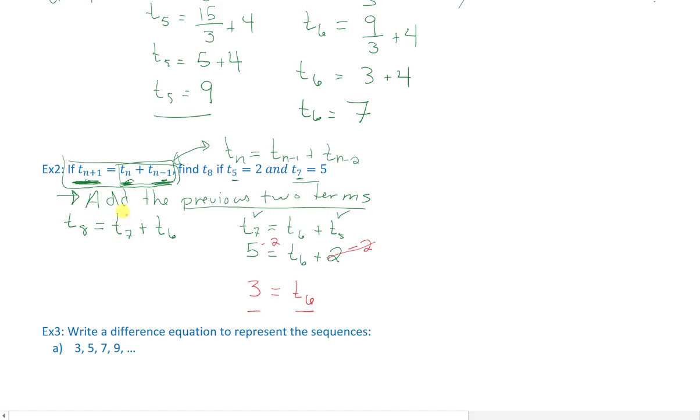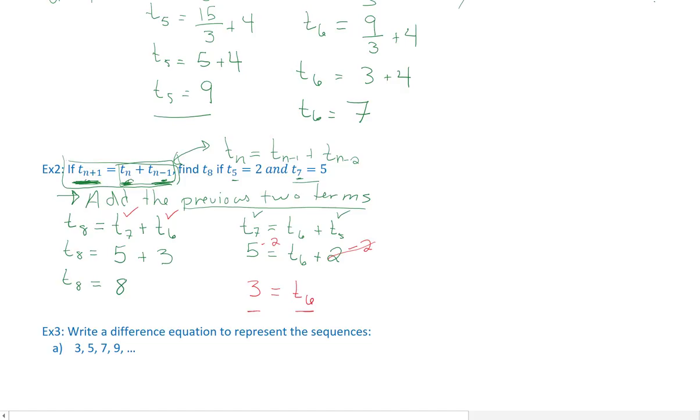Well, now I've got t7 and t6, so I can go ahead and fill in and actually do what the question asked me. So let's fill them in. Well, t8, that's what I'm looking for. t7 is 5, t6 is 3, meaning that t8 has a value of 8.